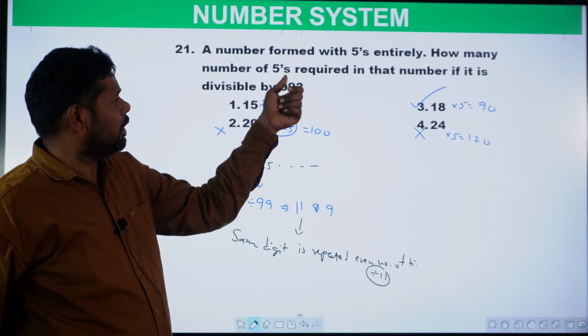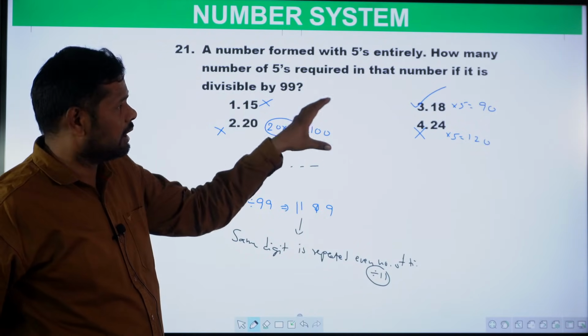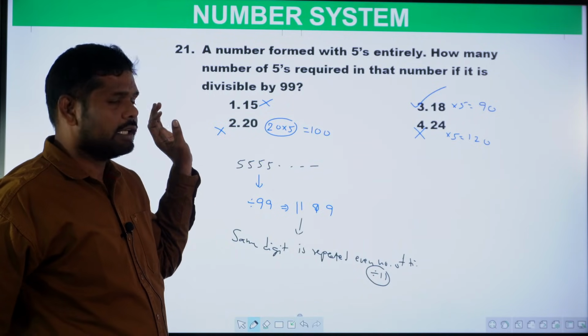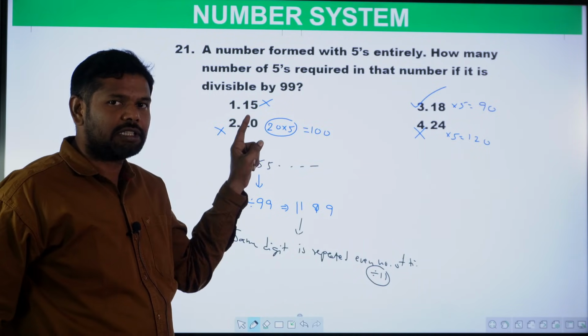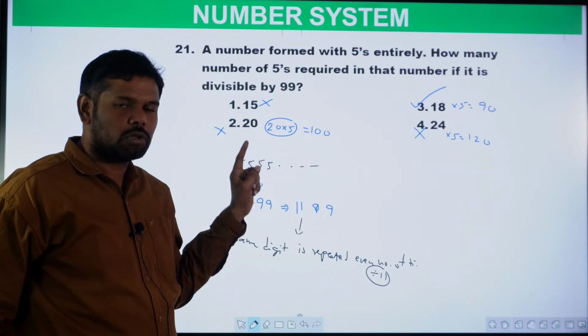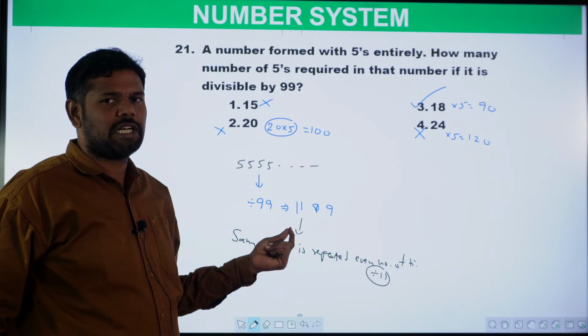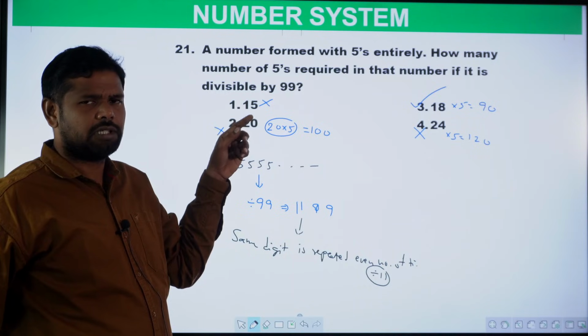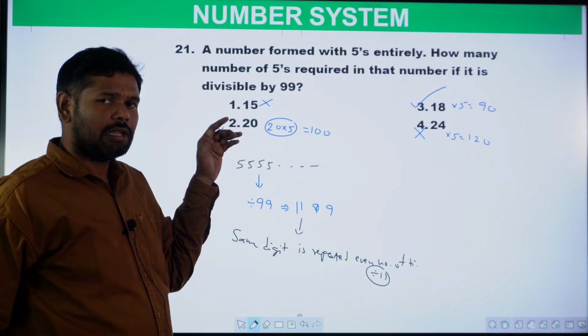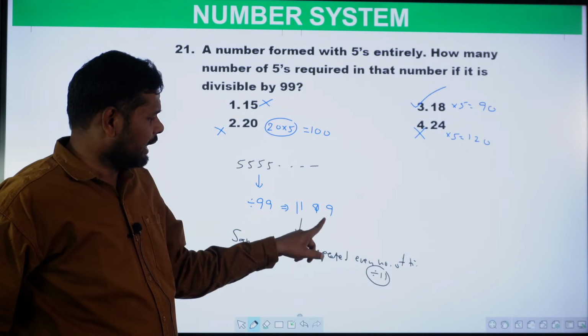They are asking how many 5s are required in that number if it is divisible by 99. If it is divisible by 99, that number must be divisible by both 9 and 11 completely. For 11, the same digit is repeated an even number of times. That's why I eliminated 15. If you are not sure, don't worry, only 9 is enough here.